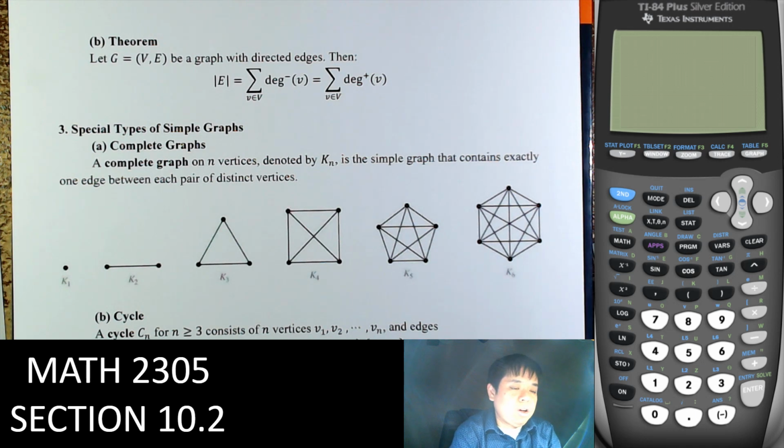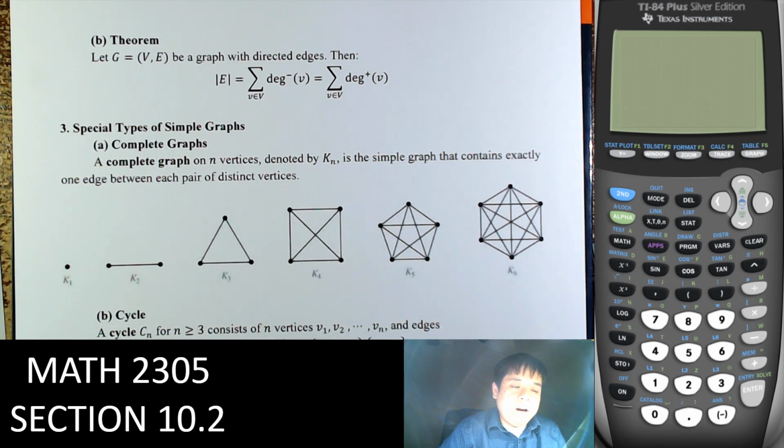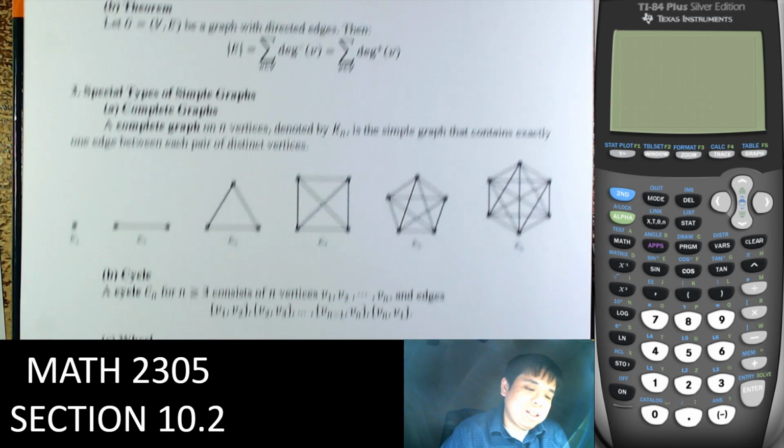Right, now some more terminology. We have the complete graphs. A complete graph is a simple graph that contains exactly one edge between each pair of distinct vertices. So every point has to connect to every other point, and exactly once.